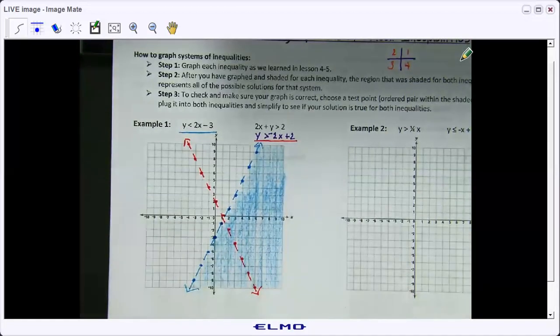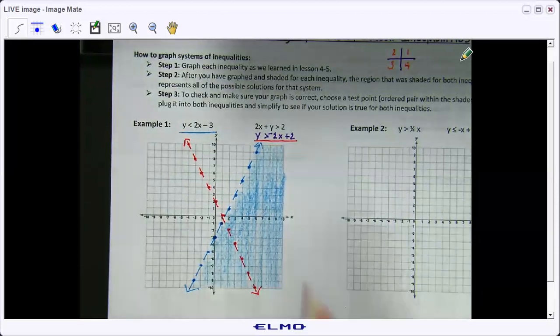So my line looks like that. And now I have to shade. The graphing part isn't hard. It's just remembering, do you have a dotted or solid line? And then which direction do you shade? Those are some of the new concepts that we're learning in this lesson.